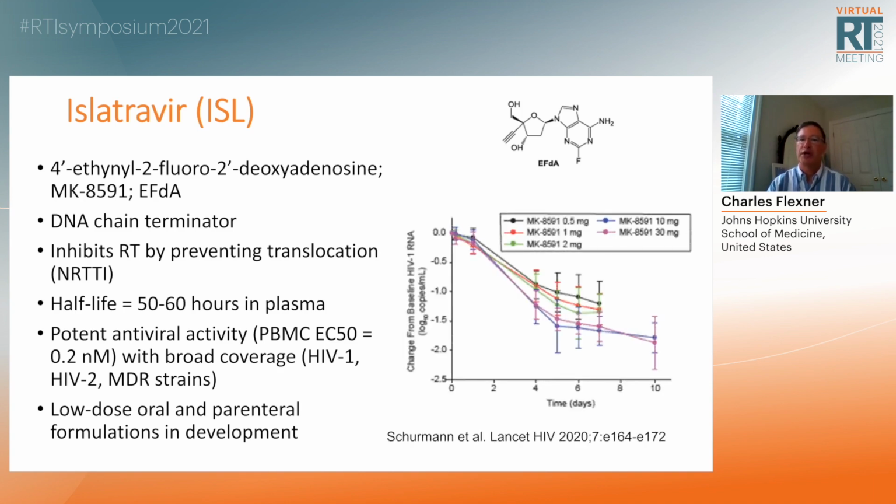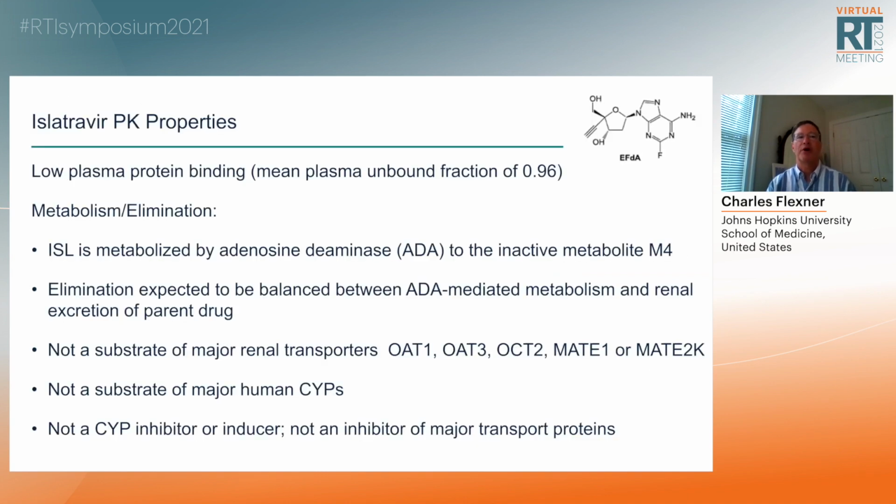This is just a reminder that this drug has significant anti-HIV activity when given in short-term monotherapy studies in doses ranging from 1/2 of a milligram up to 30 milligram single doses. The pharmacokinetic properties of Islatrovir are quite favorable. It has very low plasma protein binding.